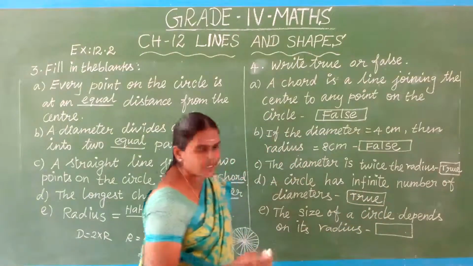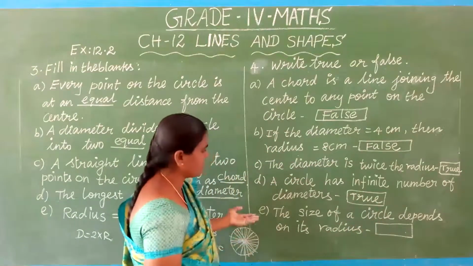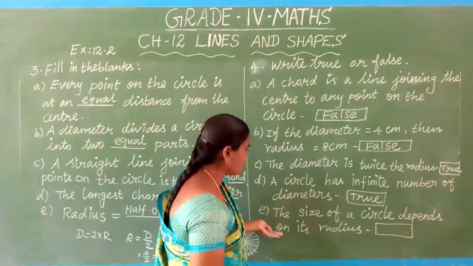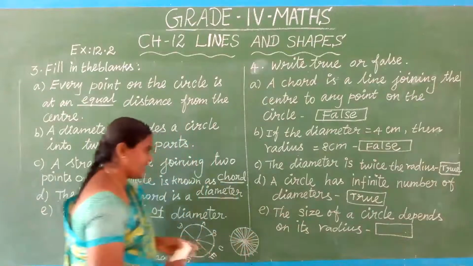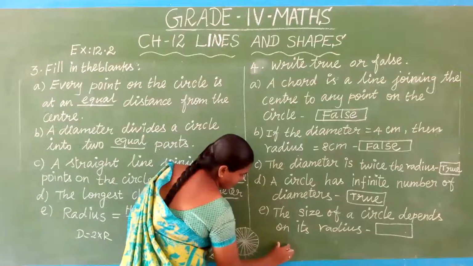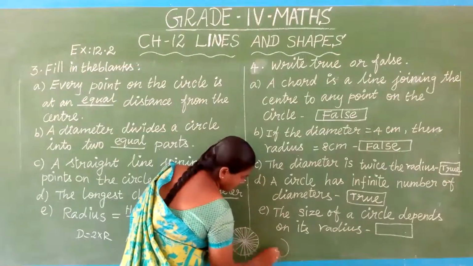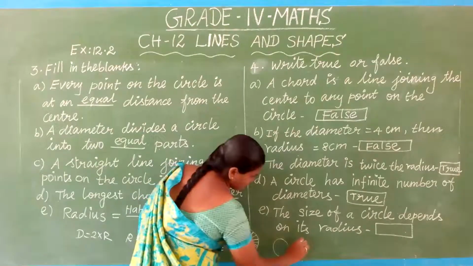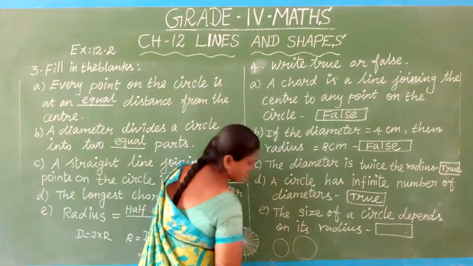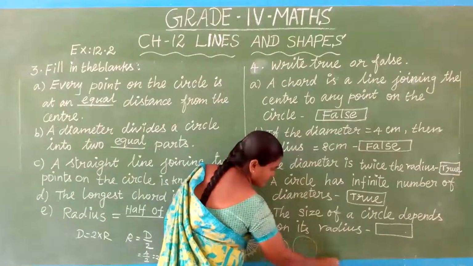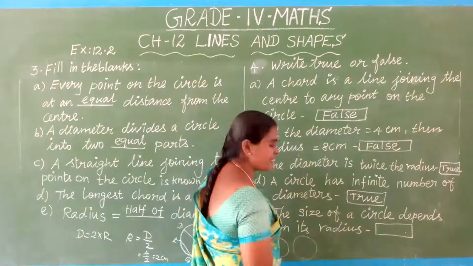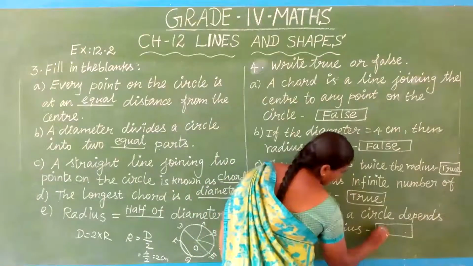So 1, 2, 3 means we have to count. This one is uncountable. Next one, the size of a circle depends on its radius. Yes, that condition is true. For radius 3 centimeter, we draw like this. Suppose radius 5 centimeter, the circle becomes a little bigger. Radius 10 centimeter means we draw a big circle. So the size of a circle depends on its radius. That is true.